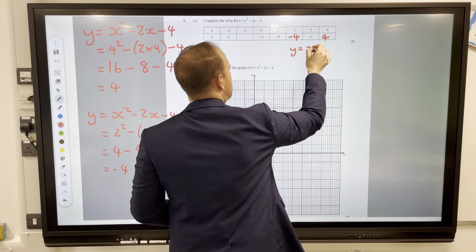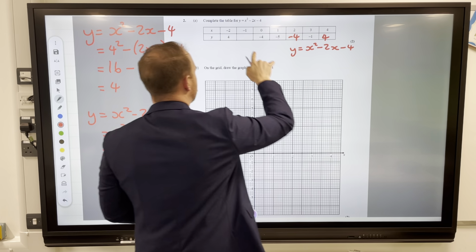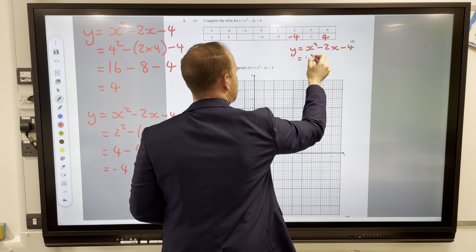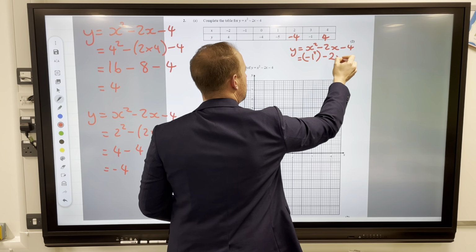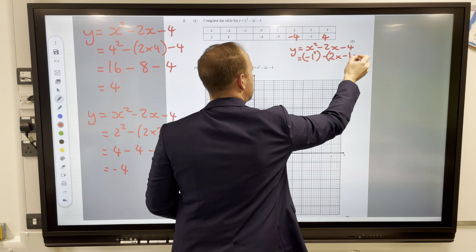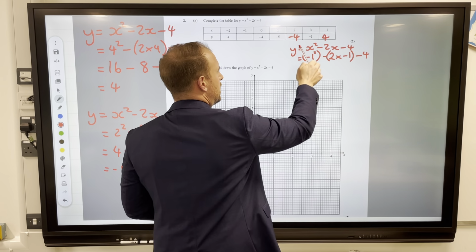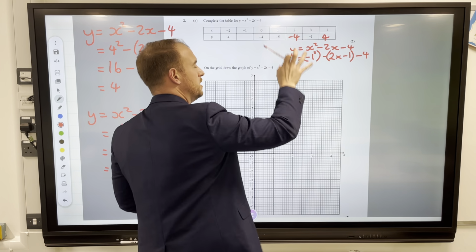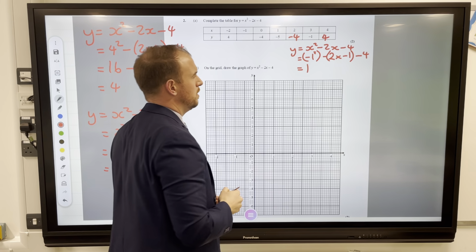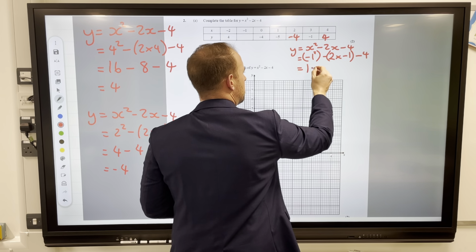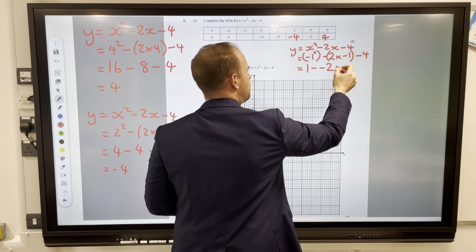Let's do it here. So my equation is x squared minus 2x minus 4. If x is minus 1, that means I've got minus 1 squared, take away 2 times minus 1, take away 4. You can see here I've just extracted the x and substituted the minus 1. Well, minus 1 squared is 1. Then I've got this takeaway symbol here. 2 times minus 1 is minus 2.